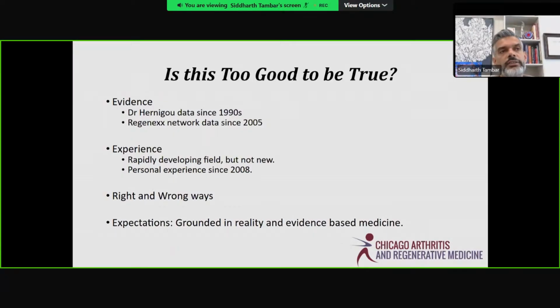I have colleagues who maybe 5 to 10 years ago were saying that they didn't think these treatments worked. And now they're telling their patients, maybe it works, they're still not sure. The reality is that while this is a rapidly developing field, it's not new. For those of us that have been doing this for a while, and for me, it's been 17 years, I can tell you that there's right and wrong ways. Your expectations should be grounded in reality.